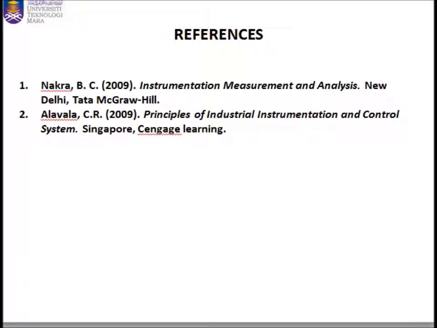Okay guys, so this is the end of chapter 6. Okay, so as you can see, there are some types to measure the flow and also to measure the liquid level.